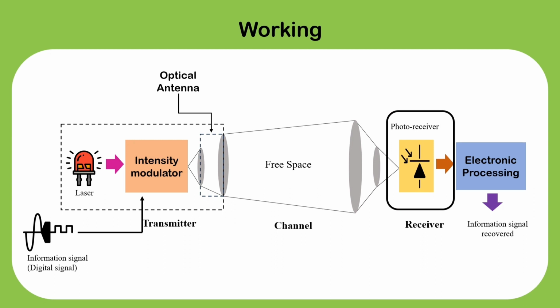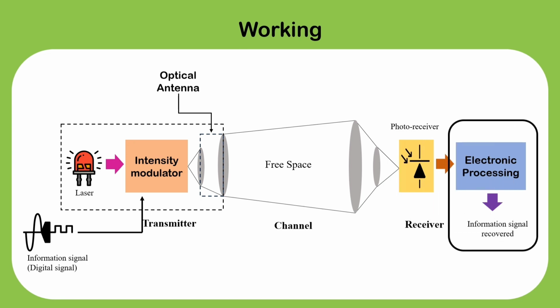The photodiode will detect the received optical signal, and it will convert the incident optical power into the corresponding electrical form, that is photocurrent. The photocurrent will be used for further electronic processing, which includes the use of a filter, equalizer, demodulator, converter, and decoder.